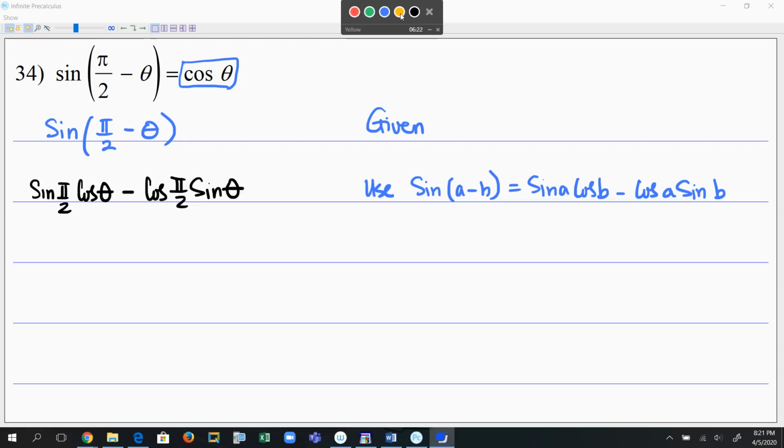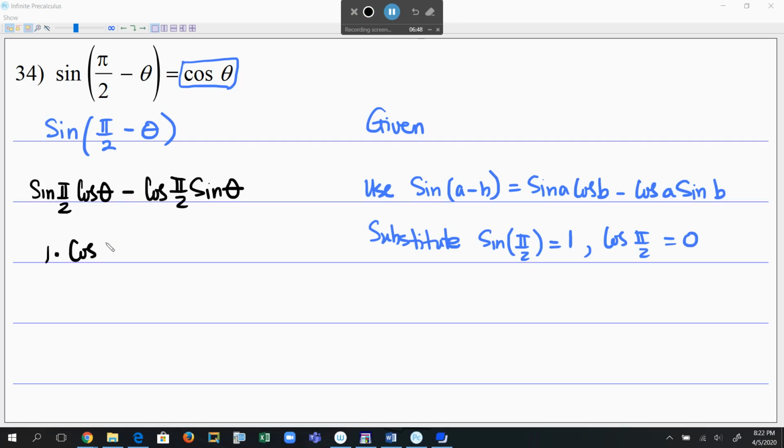Now the next step, we are going to substitute sine pi over 2 for 1 and cosine pi over 2 for 0. So therefore, we will have 1 times cosine theta minus 0 times sine theta. We simplify that to give us just cosine theta. And that's exactly the right hand side. So we just completed the proof.